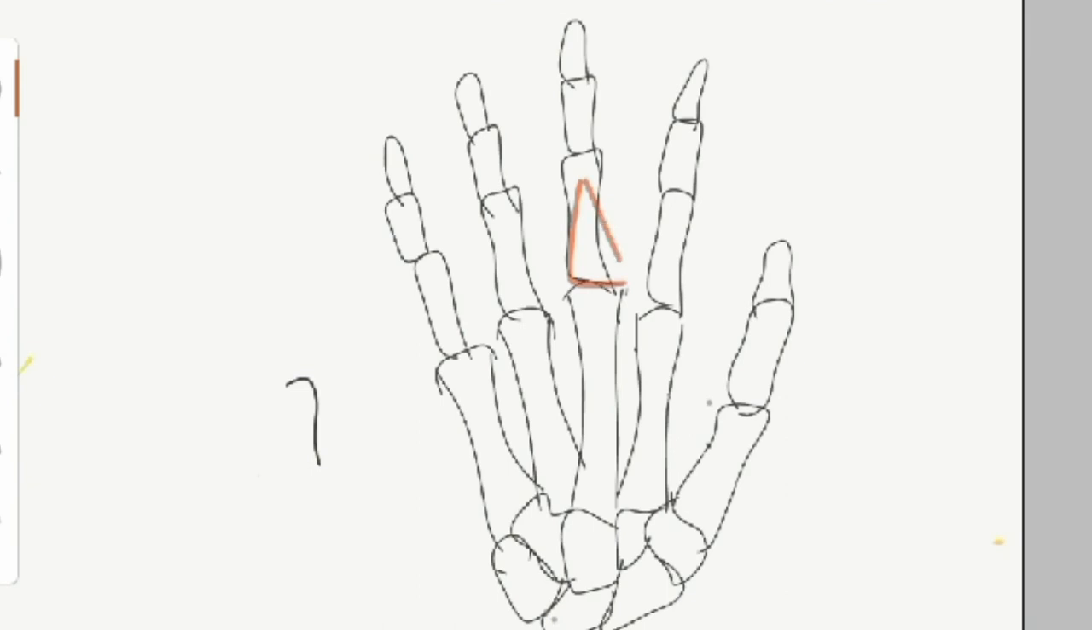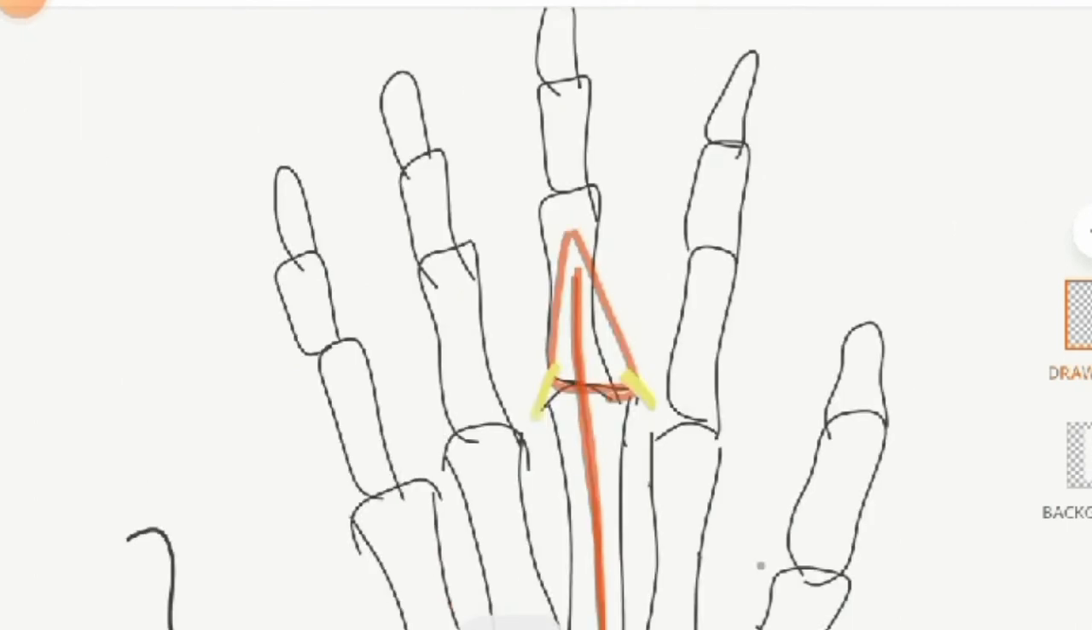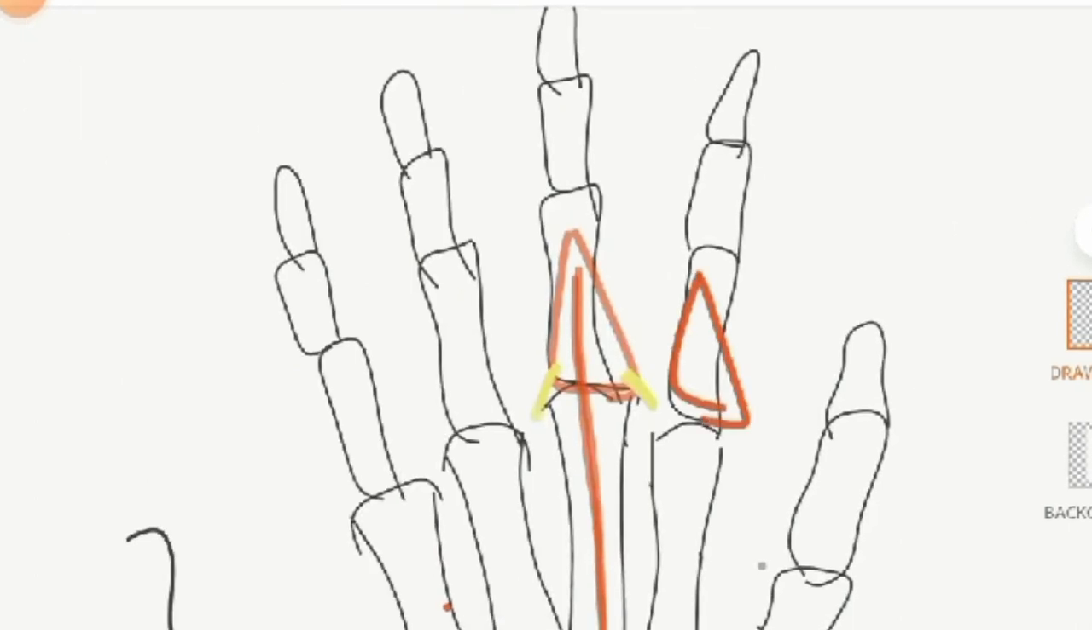The triangular expansion of the extensor tendon over the proximal phalanx is known as the dorsal digital expansion. It receives the insertion of the lumbrical, dorsal interossei and palmar interossei. Over the middle finger, it receives the insertion of the second and third dorsal interossei muscle.